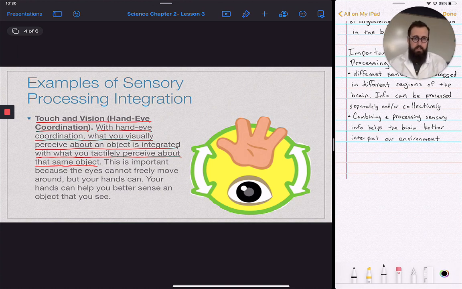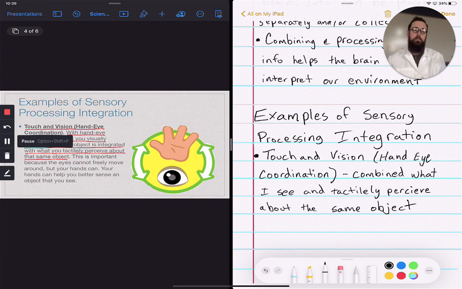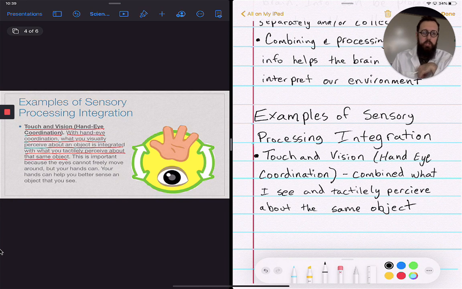So I'm going to write some notes for that. All right, there are those notes for you. I wrote out a new section talking about examples of sensory processing integration, and our first one is touch and vision, which is known as hand-eye coordination, and it combines what I see and tactilely perceive about the same object. Let's go ahead and look at another example.